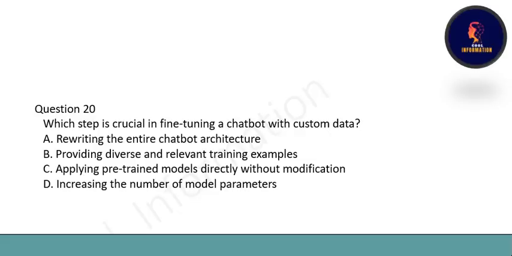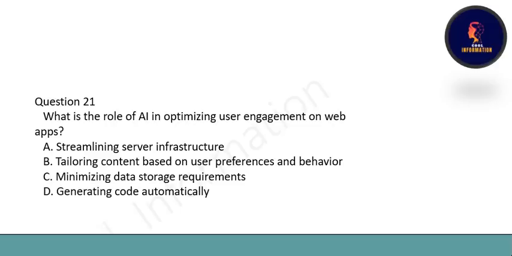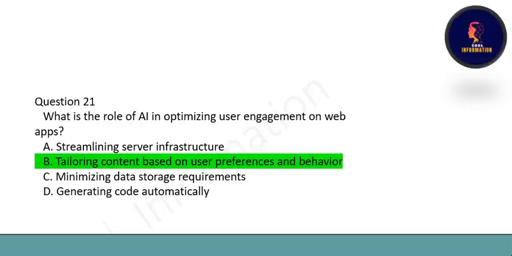Next question, which step is crucial in fine-tuning a chatbot with customer data? Correct option is option number B, providing diverse and relevant training examples. Next question, what is the role of AI in optimizing user engagement on web apps? Correct option is option number B, tailoring content based on user preferences and behavior.